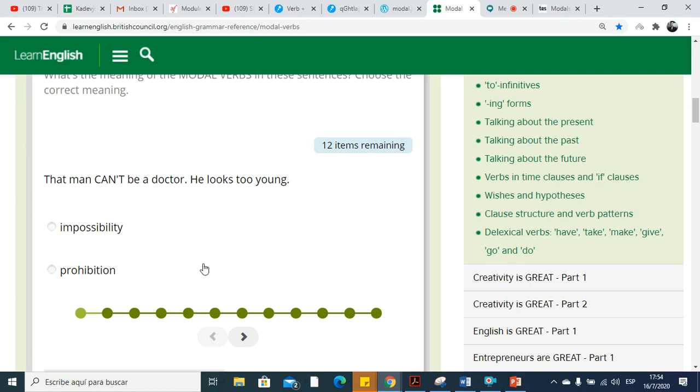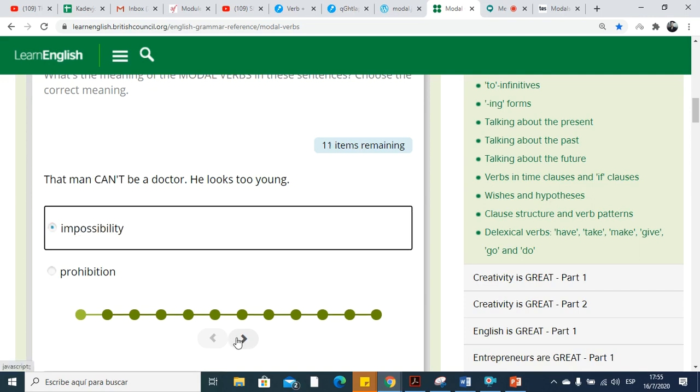He looks too young. Let me ask you, Prezi, what do you think that in this example, the modal can't means? Does it mean impossibility or does it mean prohibition? Prohibition, prohibición, impossibility, imposibilidad. What does it mean? This means impossibility. Impossibility. Yes, very good.